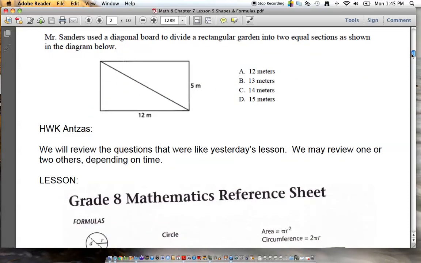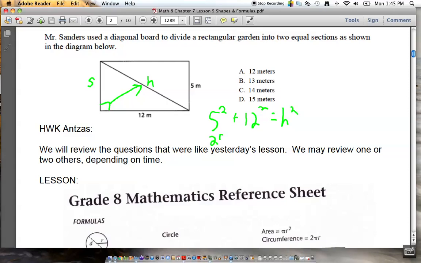Diving board, we want to find the length of the diagonal. If this is 5, this is 5. What kind of angle is this right here? Right angle, good. So I draw across, that's the hypotenuse. Once again, leg squared, 5 squared, plus what goes next? 12 squared. 12 squared equals what? H squared. H squared, good.